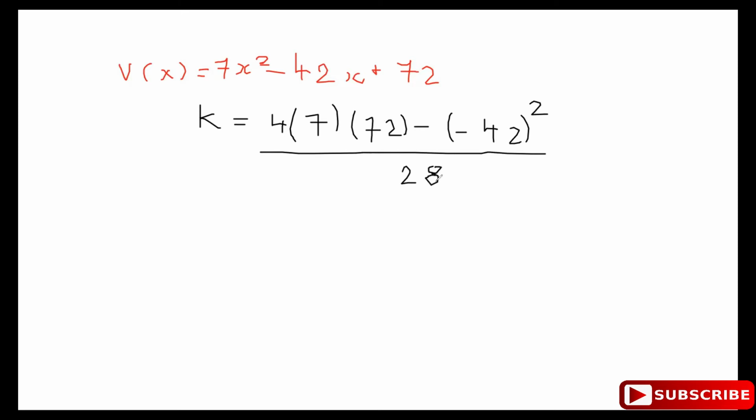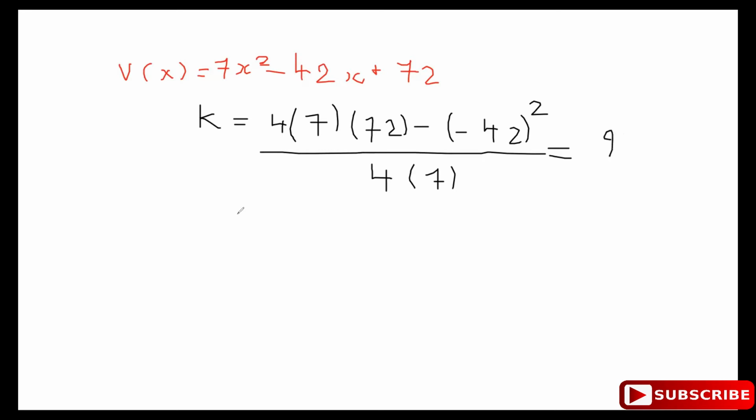All right, this 28 comes from 4 times 7. So let me put that so we're not confused: 4 times a, which is 7. So we go ahead and work it out, and that will give us the least number of visas. So it's 4 times 7 times 72 minus 42 squared, divided by 28, which equals 9.